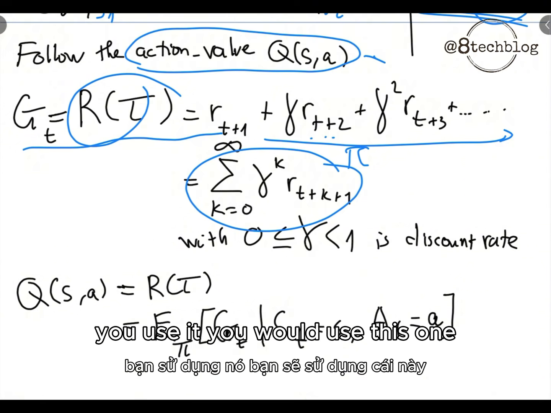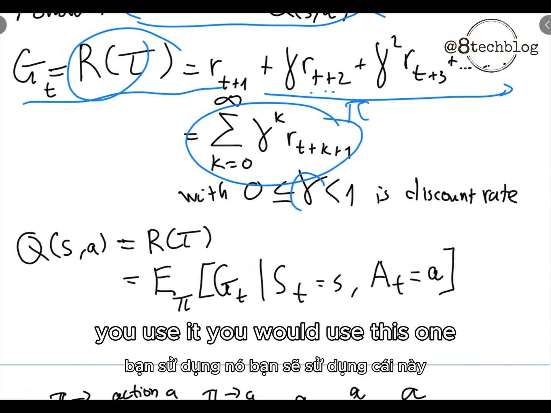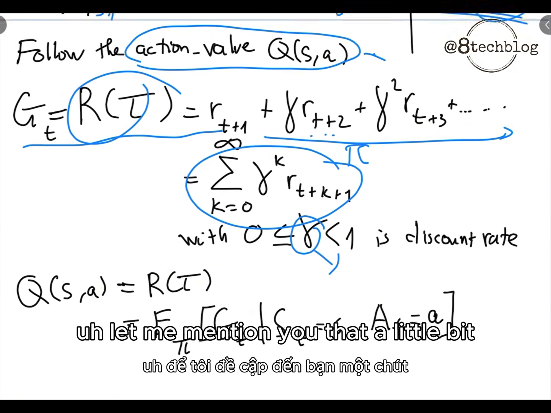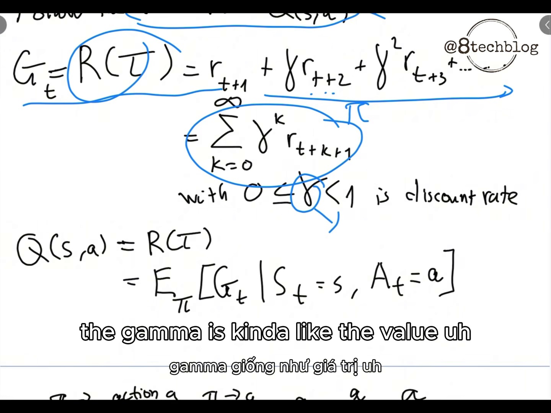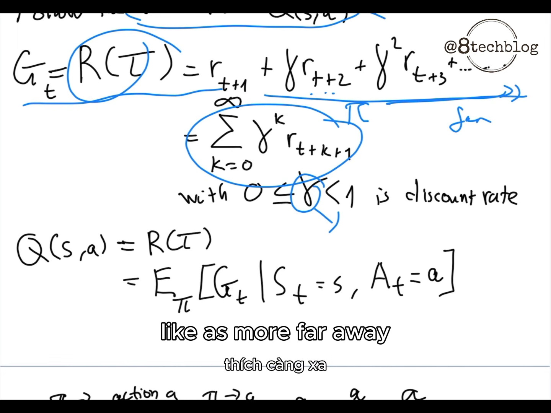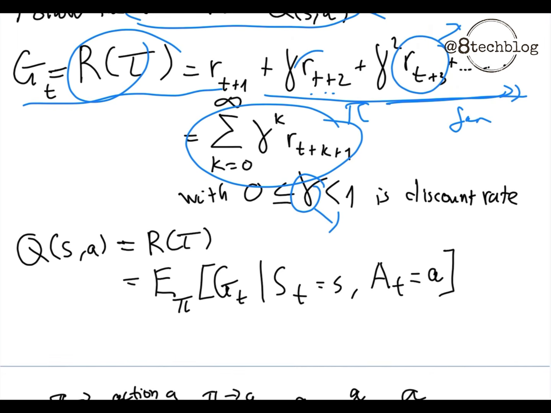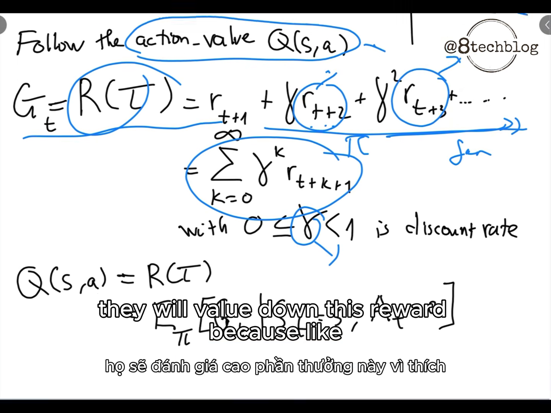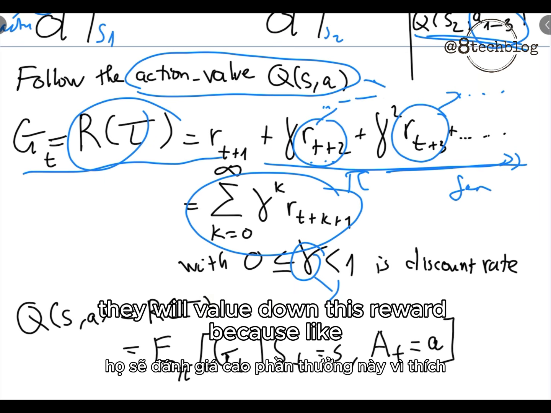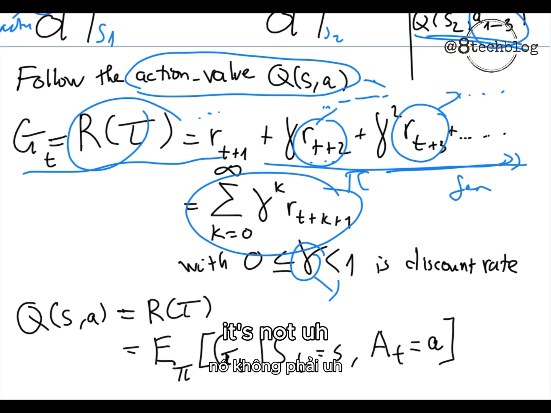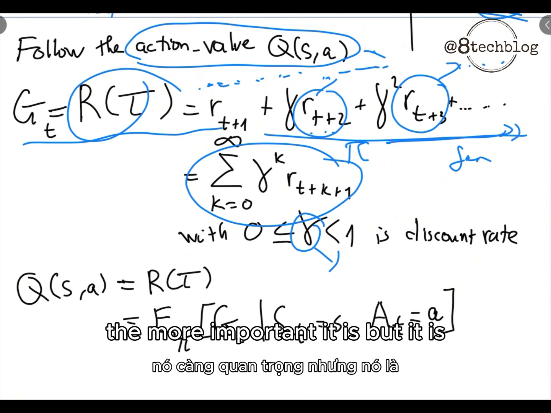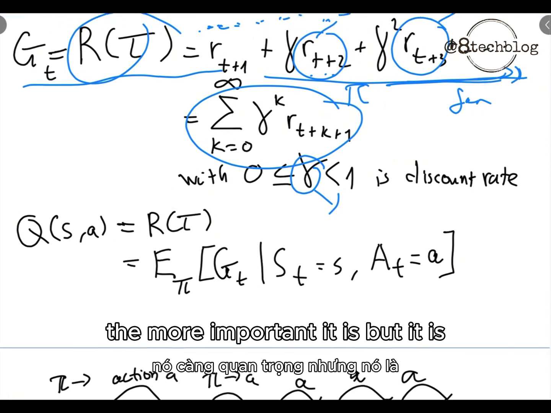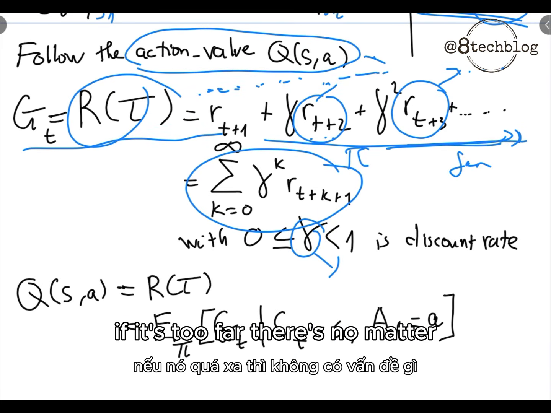So you will use this one. Let me mention that a little bit. The gamma is kind of like a discount value: the farther away a reward is, the more it is valued down, because it's not as important. The closer the state is, the more important it is. But if it's too far, it doesn't matter.